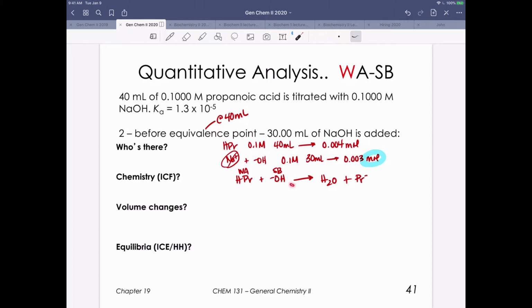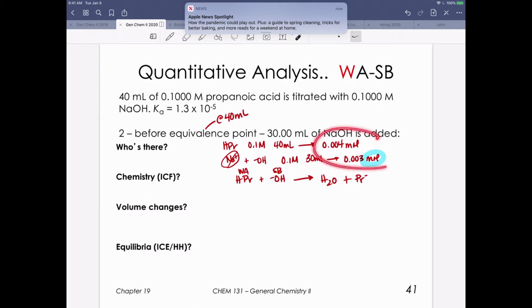So knowing that we've written a chemistry equation, not an equilibrium equation, that tells us that we need to have an ICF table here. So if you want, go ahead and pause the video, see if you can finish out the ICF table, knowing the values that we have here.